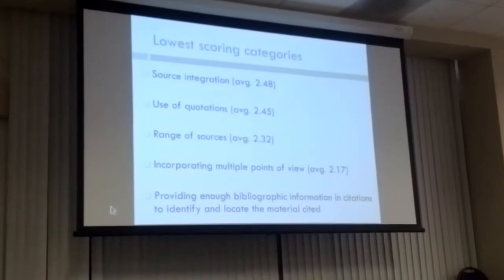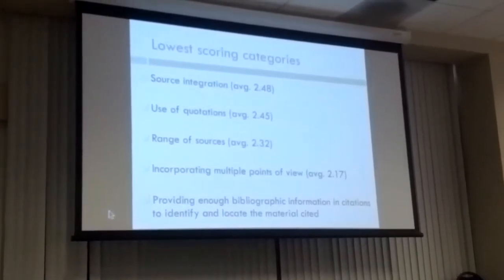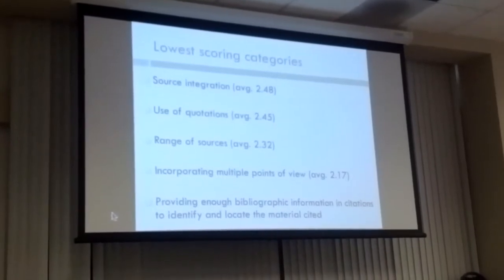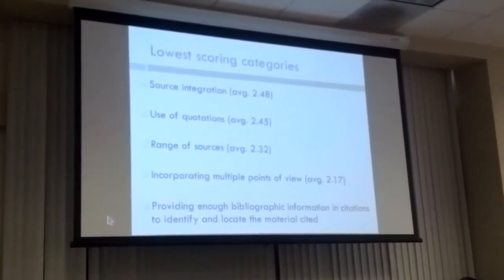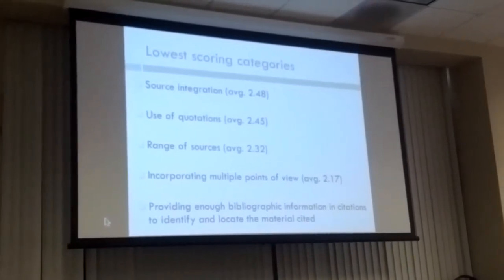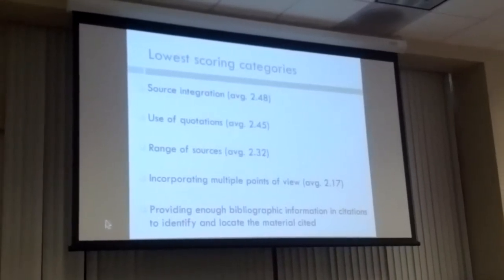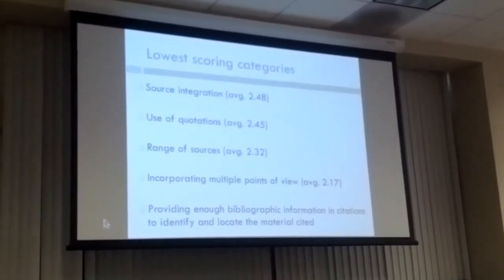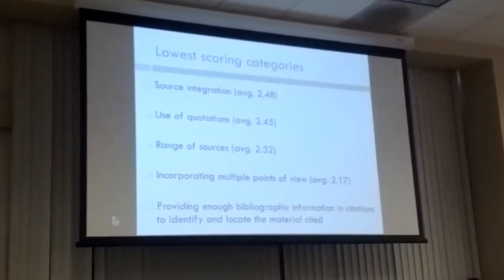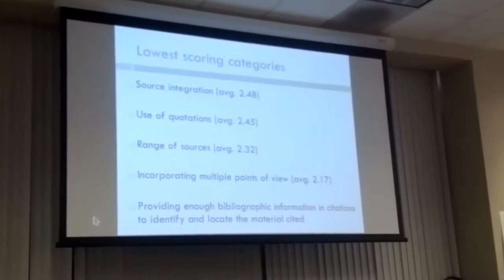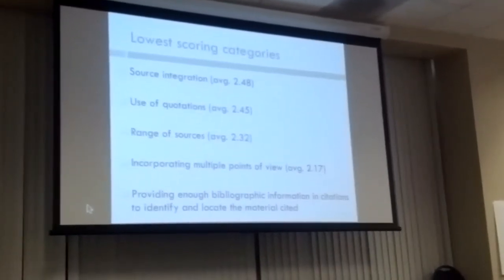And then the other thing, this wasn't actually even something that we were really looking at, but as librarians, we all just couldn't stand not talking about it. They, to a person, did not provide enough bibliographic information in their citations that you could identify and locate the materials cited. So that was another thing that we really felt needed some work, because that's a fairly mechanical skill that's easy to teach, but for whatever reason they weren't getting it.